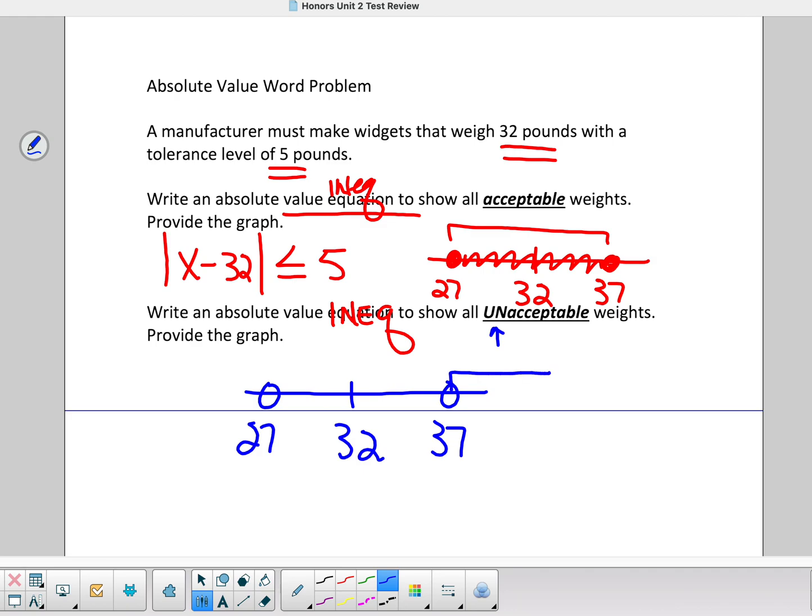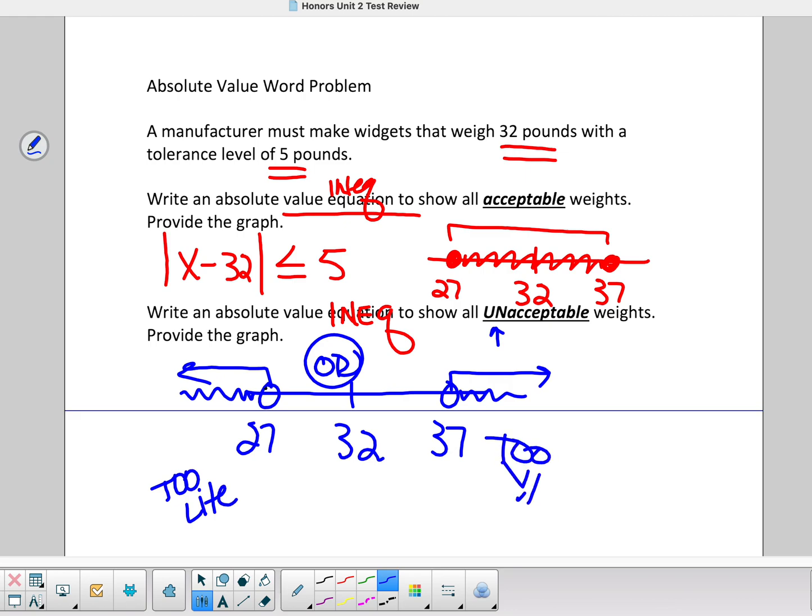So this is an "or" moment because I'm shading away from each other, shading away from each boundary point to pick up all the numbers that are greater than 37 and all of the numbers that are less than 27. So in this range, it's too light, doesn't weigh enough. And on this range, the widget would be too heavy. It would weigh too much, to just give a little bit of verbal interpretation to that.